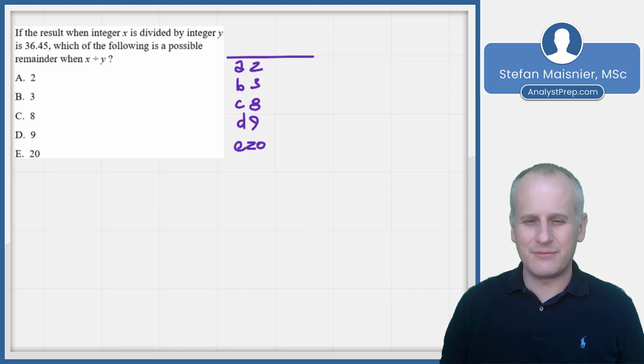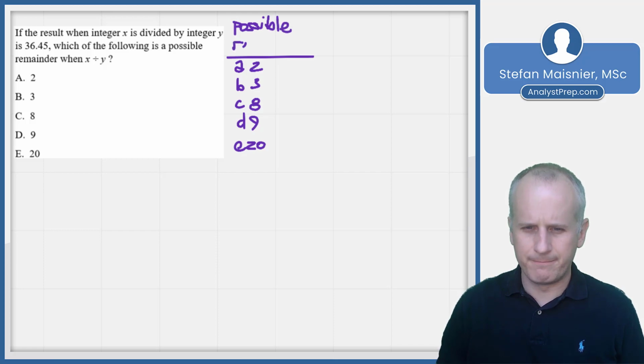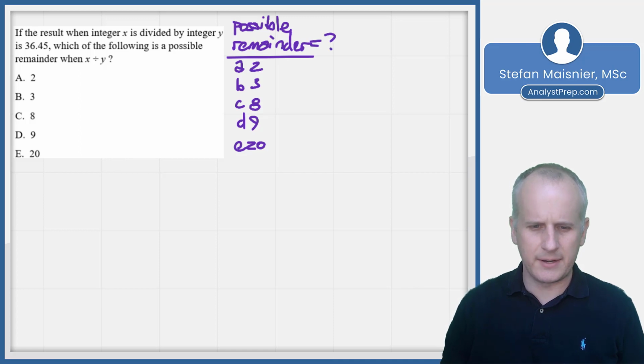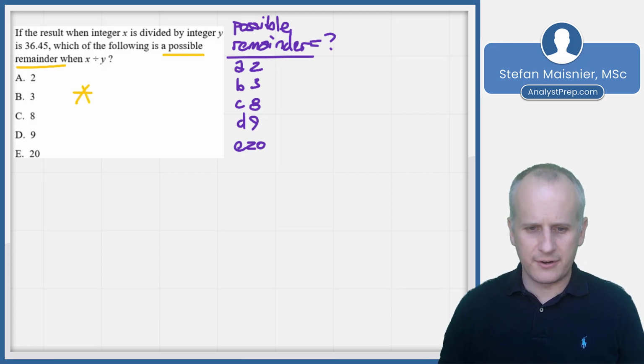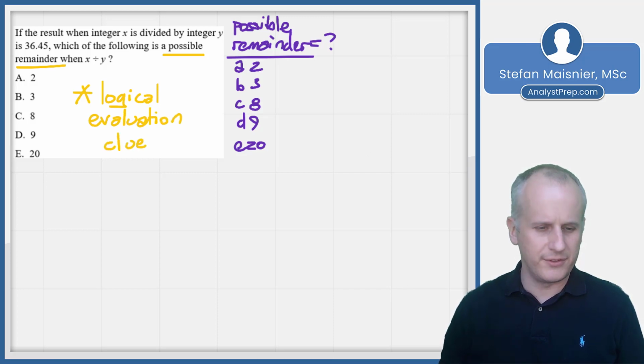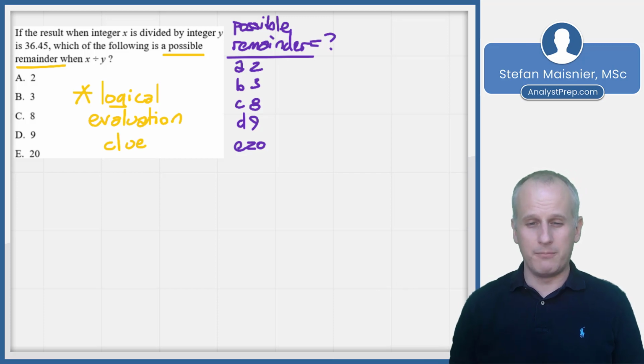And we're being asked for something very unique here, a possible remainder when x is divided by y. So one thing to note is when you see some value that is non-specific being sought, you really want to consider logical evaluation. So this is a logical evaluation clue. And we're going to have to do some technical math as well to solve this using what we just learned about remainders.